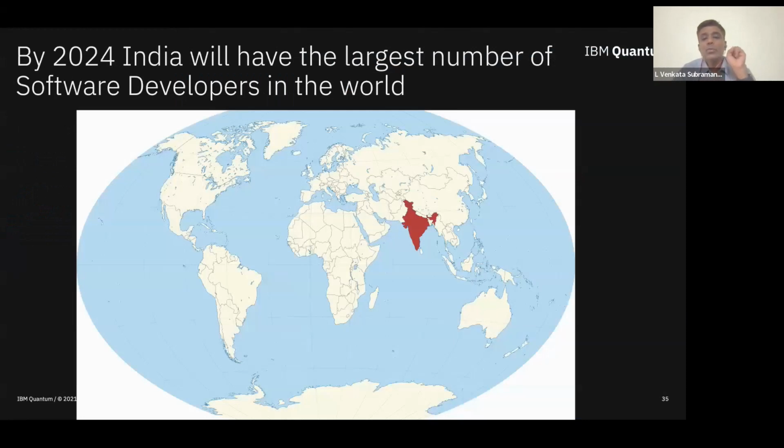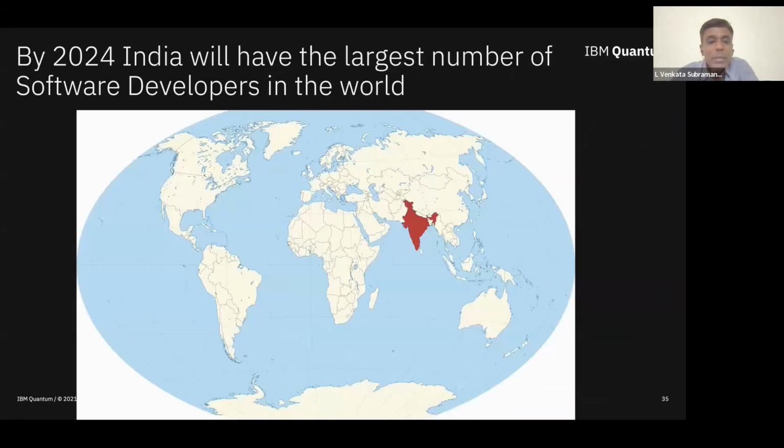But there are things in which we have a huge advantage, right? By 2024, India will have the largest number of software developers in the world. Today it is the US, but by 2024, it will be India. India will lead in the number of software developers, right? And as I said, we are a software nation. We have demonstrated a lot of success in that, whether in exports or local industry. We've shown that software development is our forte, right?